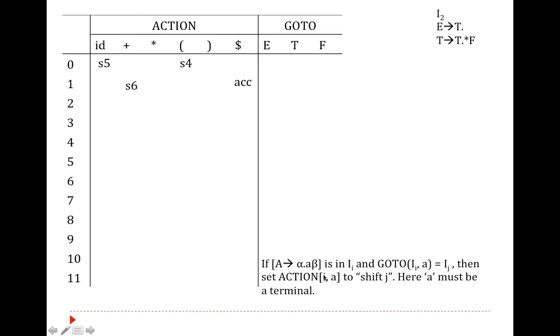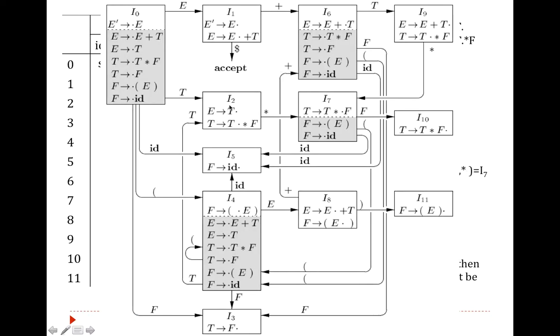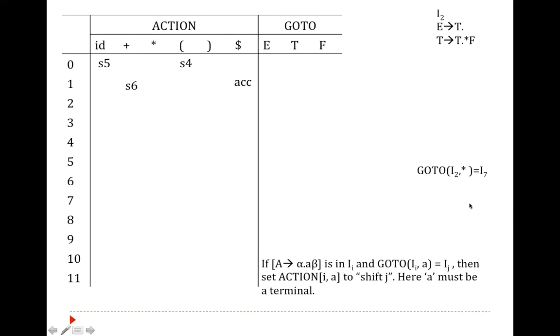Once again this rule is applicable because there is a dot before star and star is a terminal symbol. So I2 with star, I2 with star. Here I2 with star results in I7. Hence the action from I2 with star will be shift to 7.